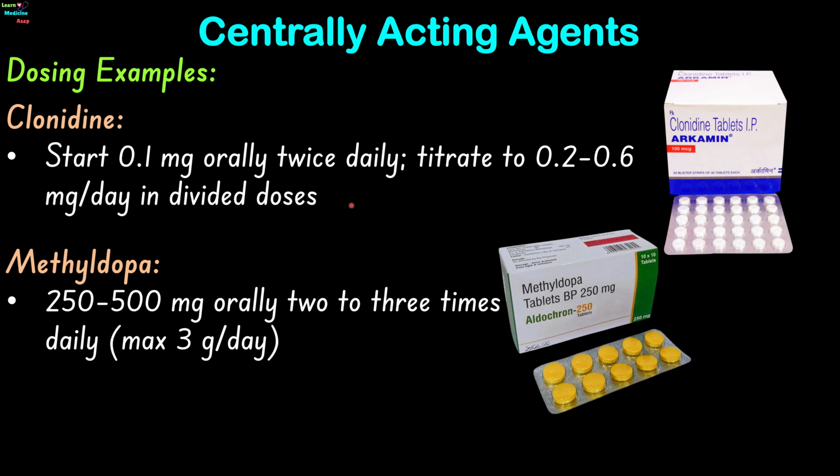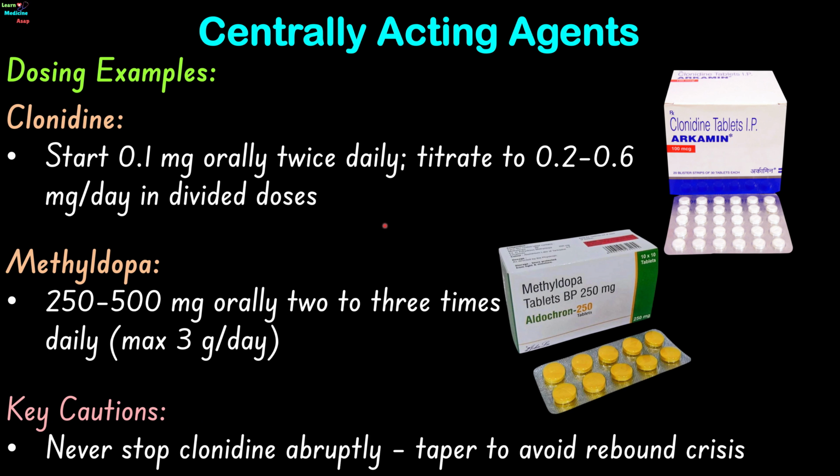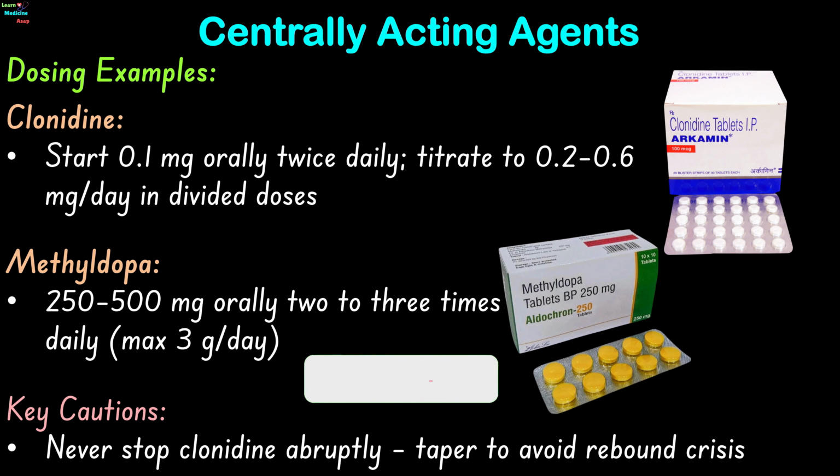Methyldopa is given at 250 to 500 milligrams orally 2 to 3 times daily, with a maximum of 3 grams per day. The golden rule with centrally acting agents, especially Clonidine, is to never stop them suddenly. They must be tapered down gradually to avoid a rebound hypertensive crisis.